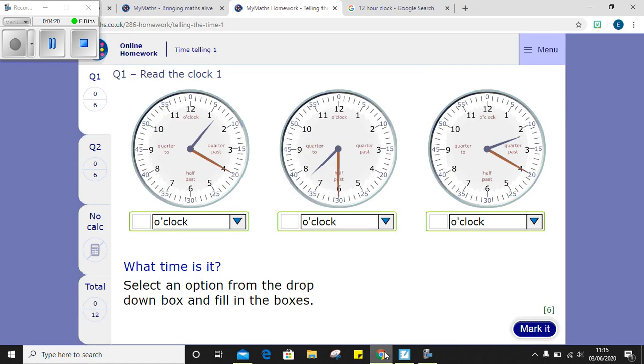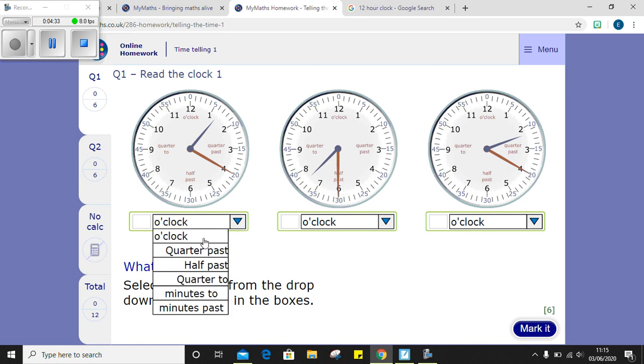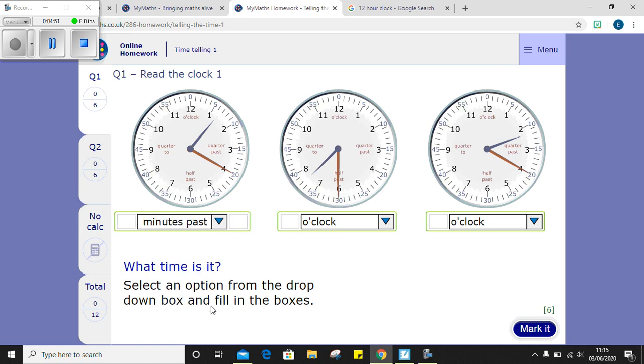Your work on My Maths today looks a little bit like this. It's very similar to what we've done before. So we've got the drop down arrows here. We can see that it's not o'clock. And we've got either o'clock, half past, quarter past, quarter to, minutes to, or minutes past. Now I can see that my minute hand is pointing over towards the 20 down there. So I can see it's 5, 10, 15, 20 minutes past. So I need minutes past.